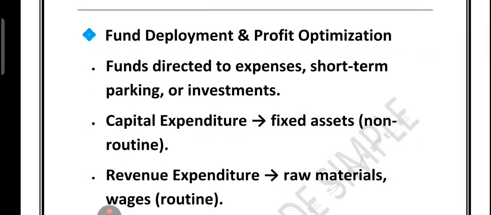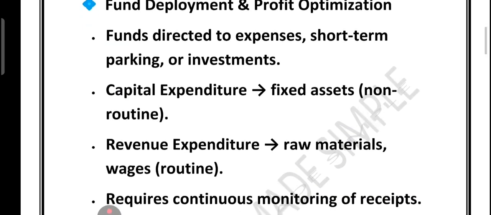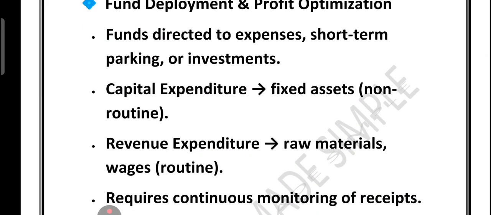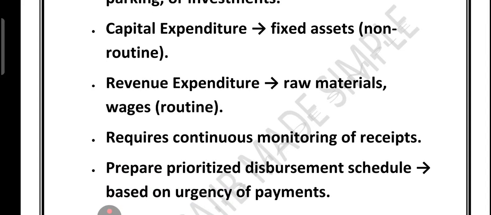Friends, once funds are available, the next step is deploying them efficiently. This means deciding where the money should go, whether for routine operation, temporary investment, or capital expenditure. When we talk about capital expenditure, it is used for buying long-term assets like machinery or buildings. So these are the things that are not done every day.